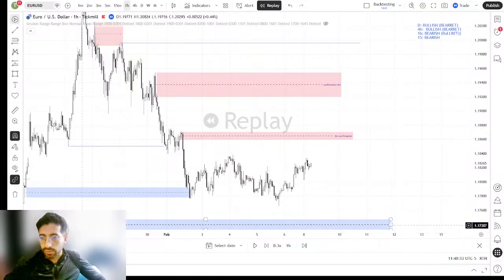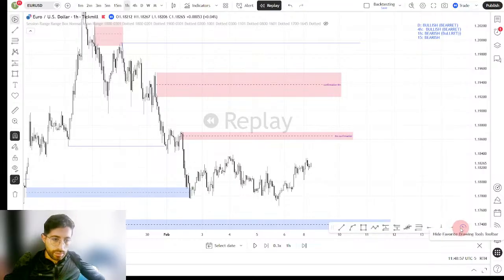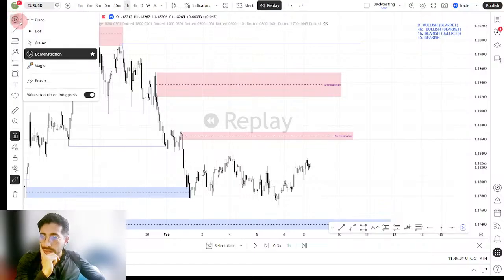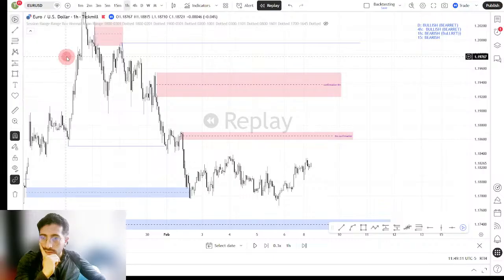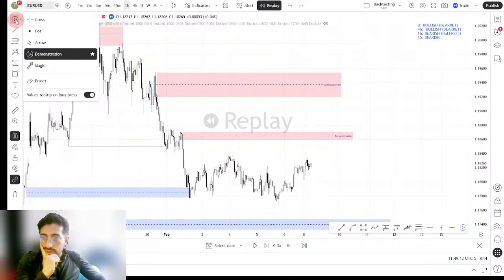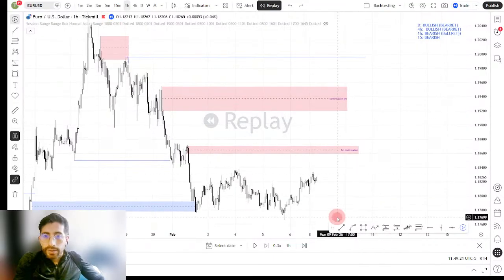Oh no. I want to check one thing about this tool. I like it, but I want to see if I can. I don't know if in this demonstration you can change the color. Anyway, perfect. This is it.